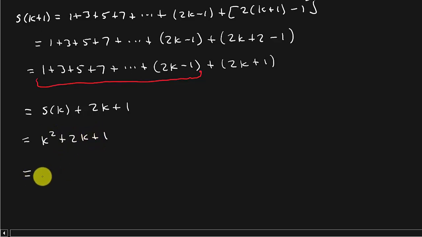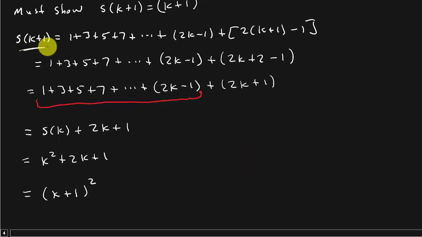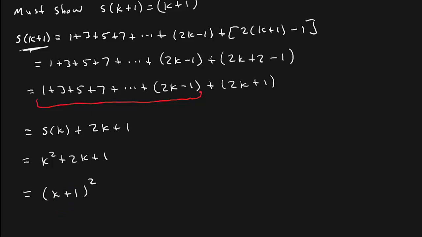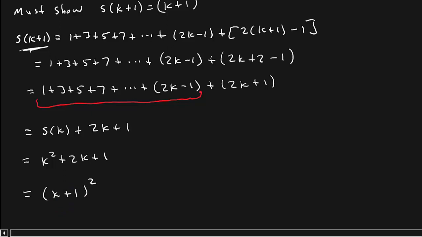And then that factors into k plus 1 squared. And so I've shown that s of k plus 1 is equal to k plus 1 squared. And so that proves it. All right, so let's look at the next example.